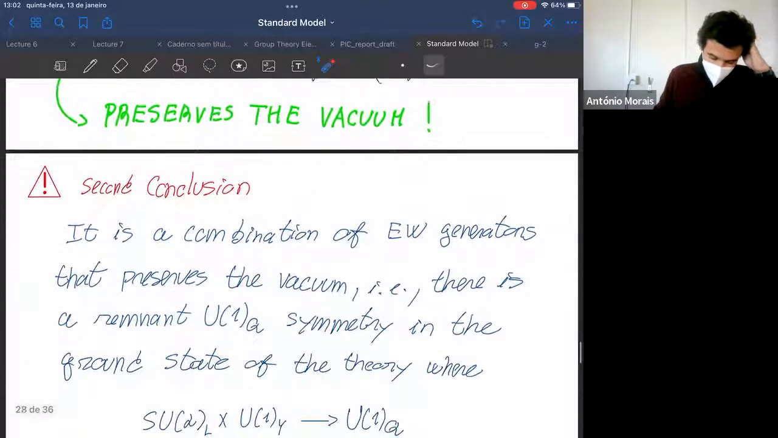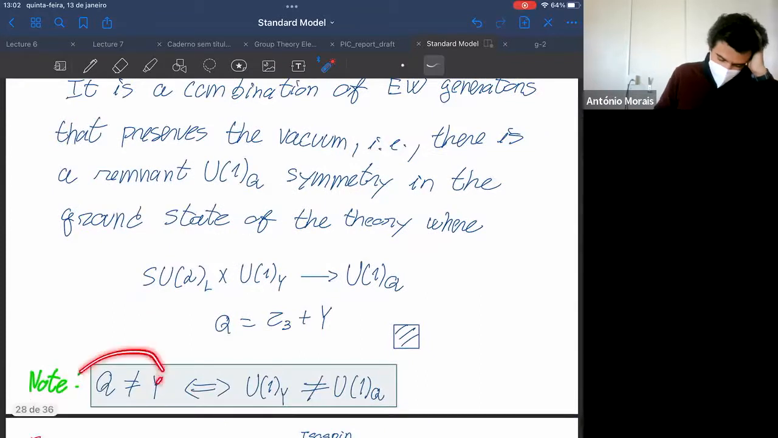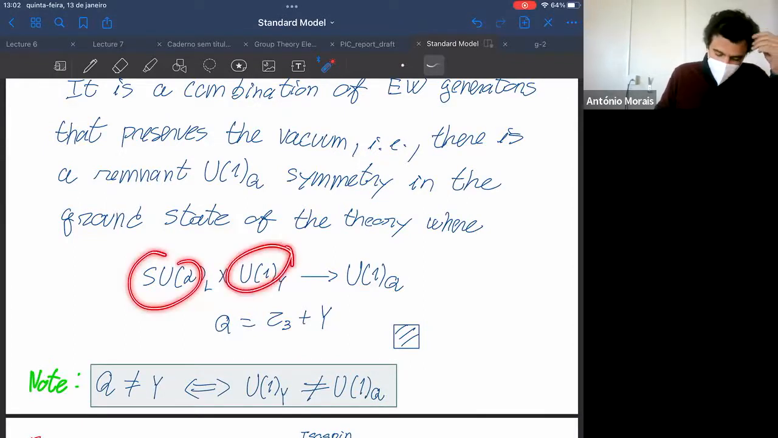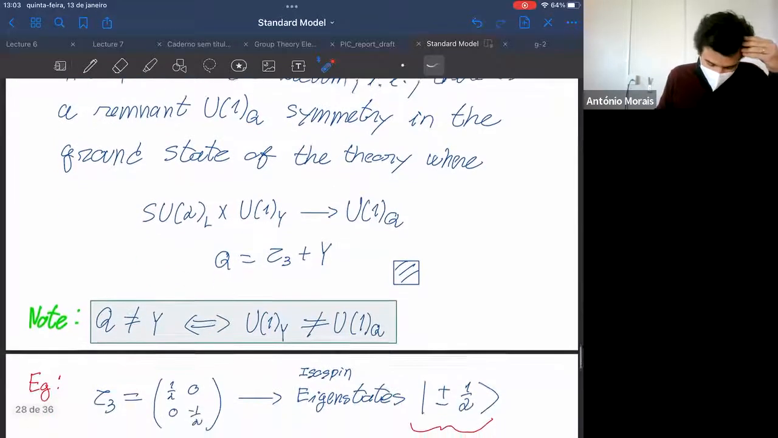So this one preserves the vacuum. We arrive at the second conclusion, that it is a combination of electroweak generators that preserves the vacuum. That is, there is a remnant U(1)_Q symmetry in the ground state of the theory, but Q is different from Y. So U(1)_Y is not the same as U(1)_Q. Actually, U(1)_Q is related to both SU(2) and U(1), and is given by this. And this is the proof of that statement.